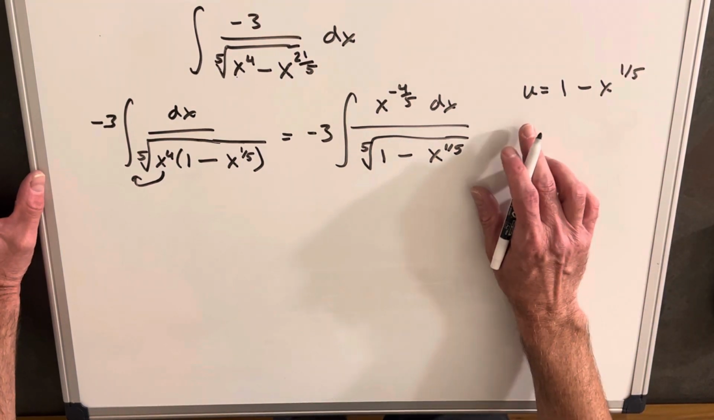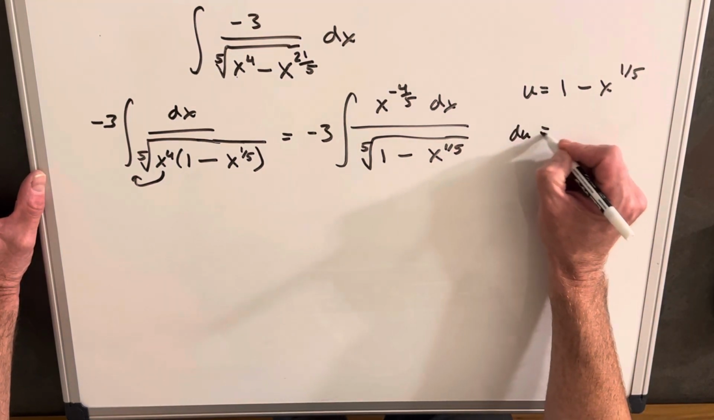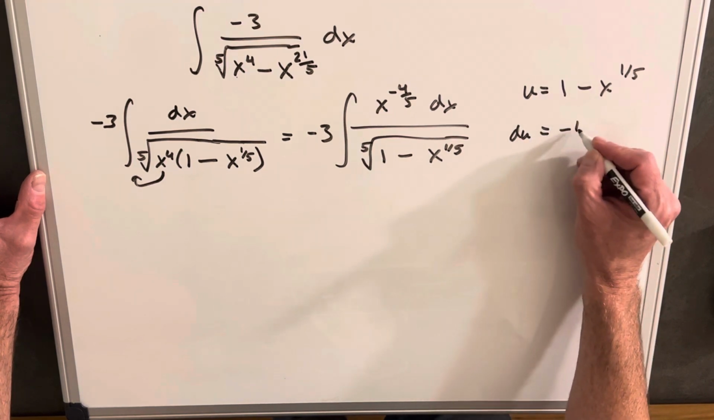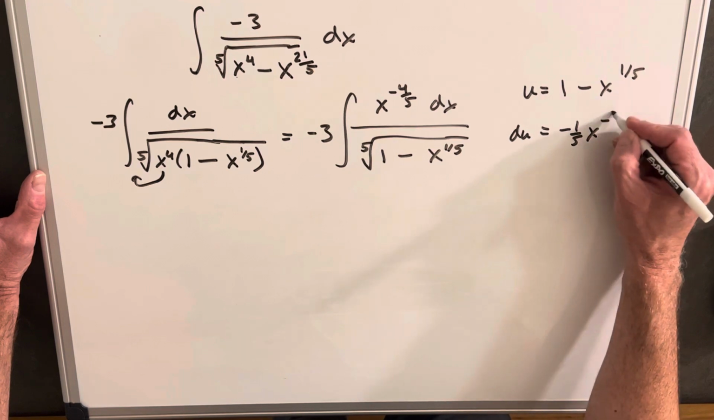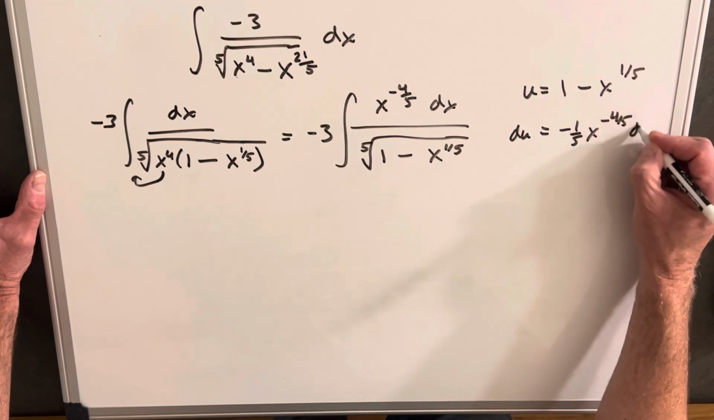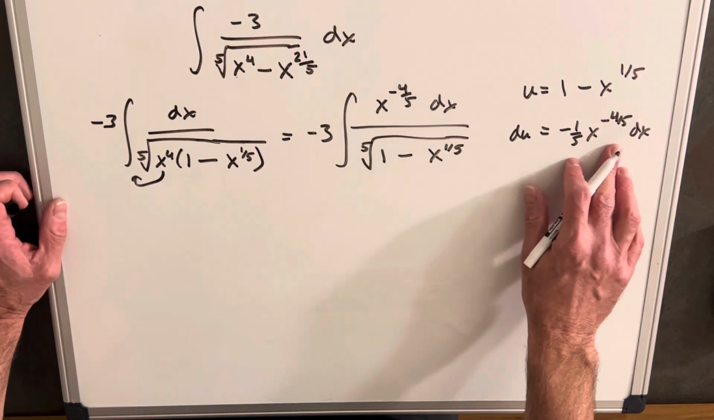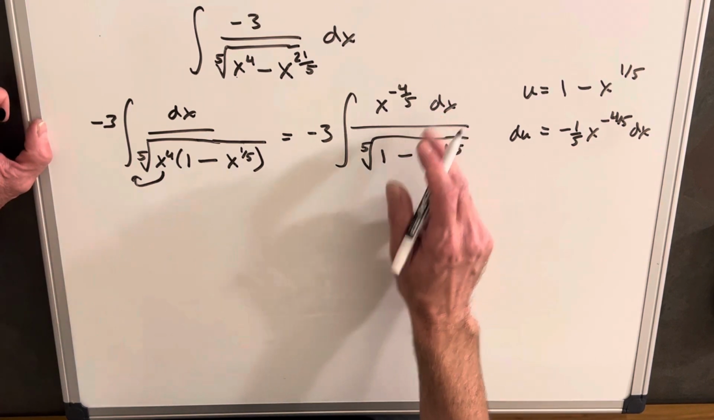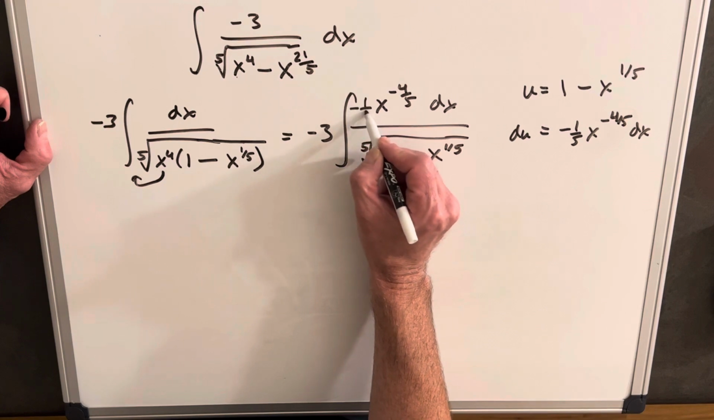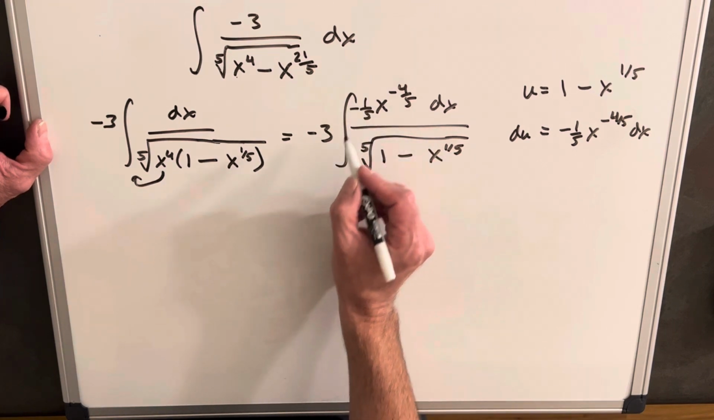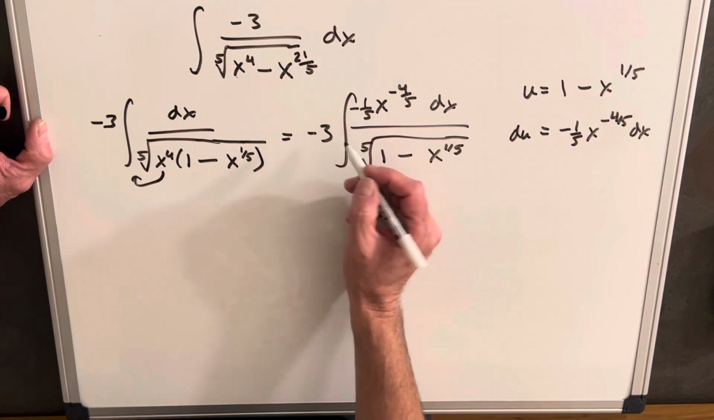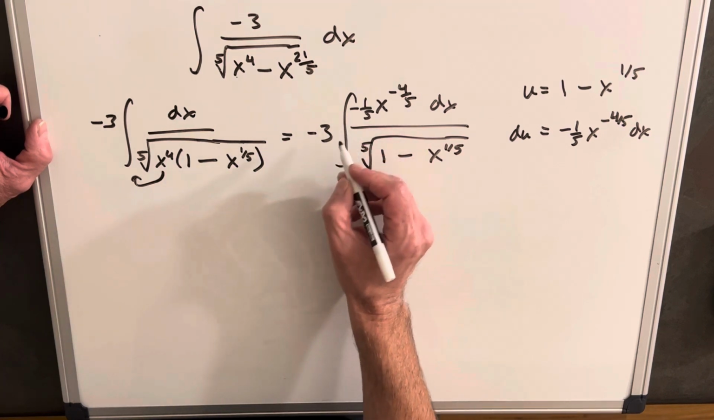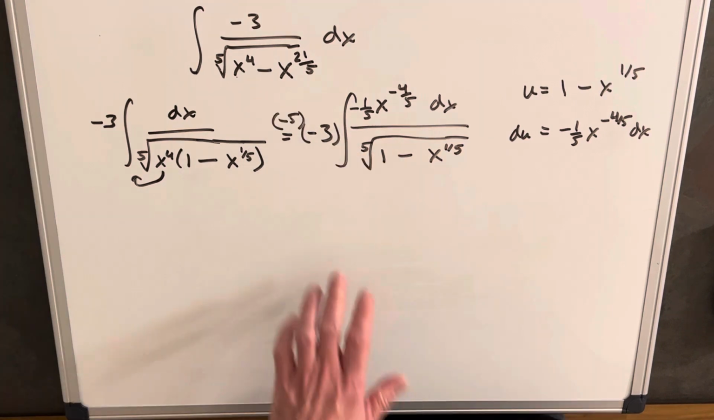Then we'll take the derivative to get our du. So we'll have du equals, derivative of 1 is 0. Derivative of this is going to be minus 1/5 x to the minus 4/5 dx. This is basically what we have in our numerator. So all we need to do to make the numerator match is add a 1/5 on there. But we can't do that without changing the expression, so what we'll do is also multiply by a minus 5 here.